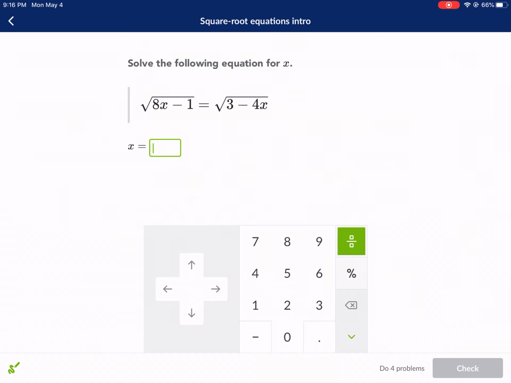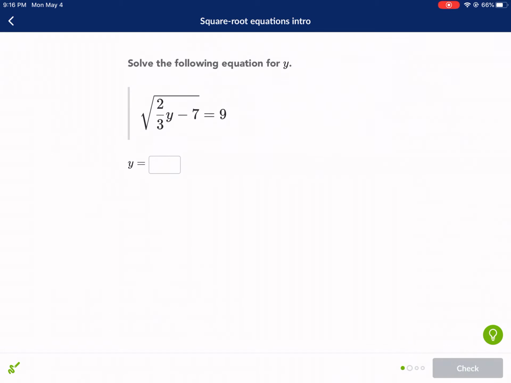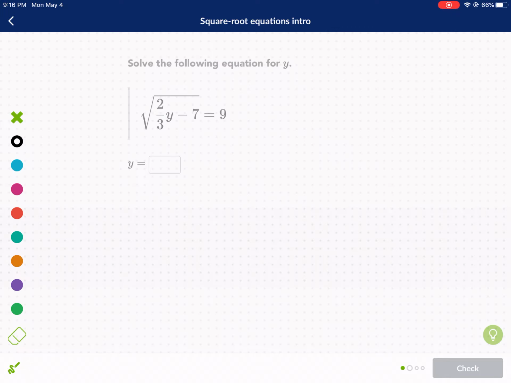Let's use the fraction button here, 1 over 3, and submit it. Good job, nice work, it says. Okay, so now we're on to this one, which is more typical. We can still use the power rule here to undo the square root sign, so we're going to square both sides. In doing so, we get 2 over 3y minus 7.